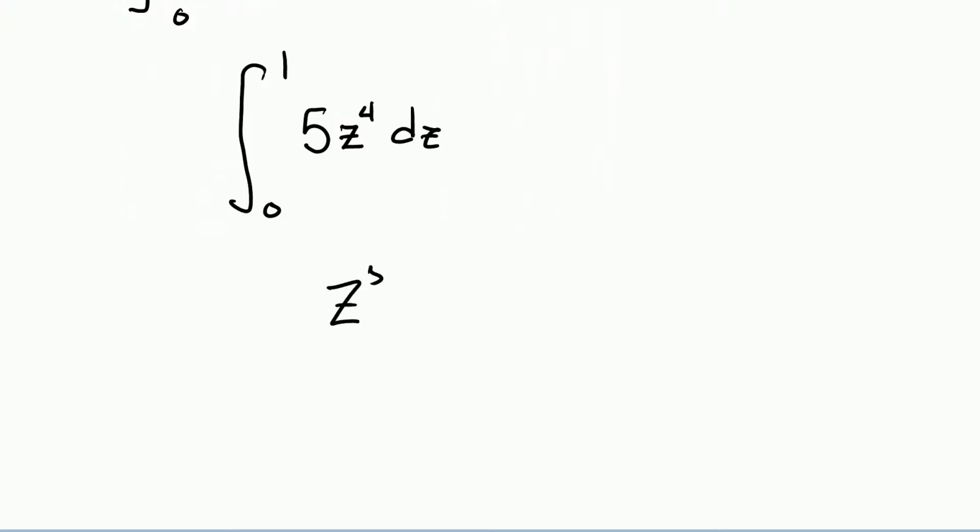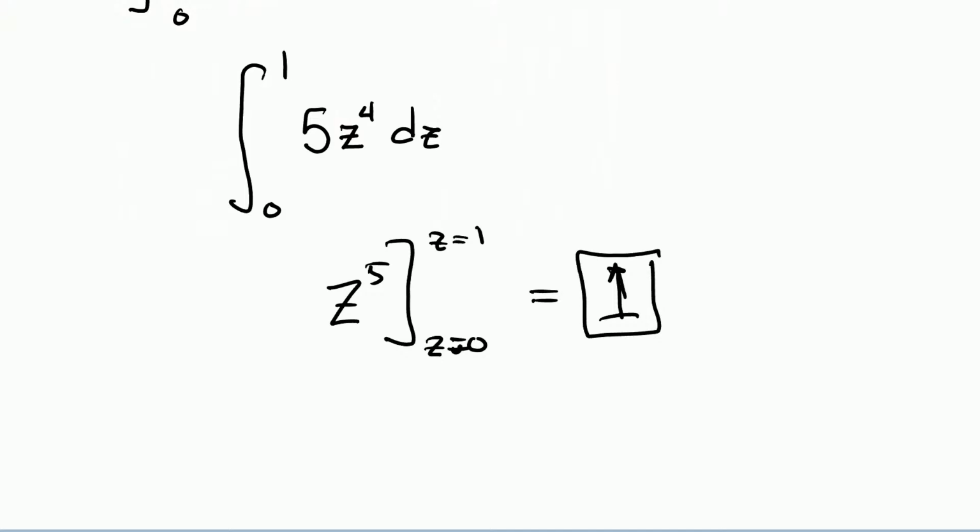Yeah, just z to the 5th. Very nice. Evaluated from z equals 0 to z equals 1. So this is just 1, isn't it? So let's hope that they work out that nicely on the test.